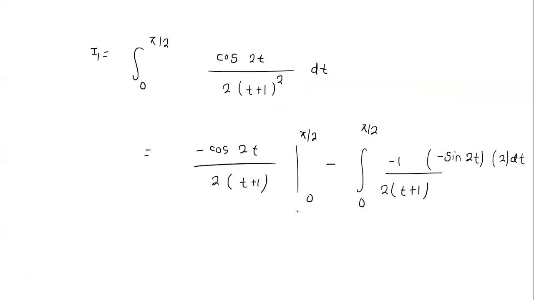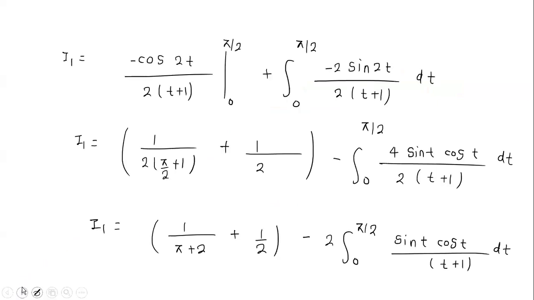Now you can put the limit 0 and pi by 2 in this expression here. So if you put limits, it will become like minus of cos pi, which is 1, and divided by 2 times (pi by 2 plus 1), and if you put 0, then you will get cos 0 value as minus 1. So minus minus sign will become like plus, and here this will become like 0, so which will become like 2 multiplied by 1, which is 2. So these two things we get after putting the value 0 and pi by 2 in this expression.